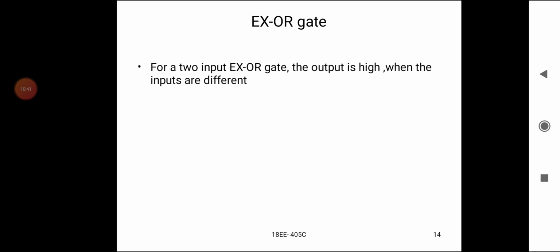For a two input exclusive OR gate, the output is high when the inputs are different. That means one input is 1, another input is 0. And if one input is 0, the other input is 1, then output is logic 1. In the remaining conditions, the inputs are either 0, 0 or 1, 1. During that time, the output is low state.